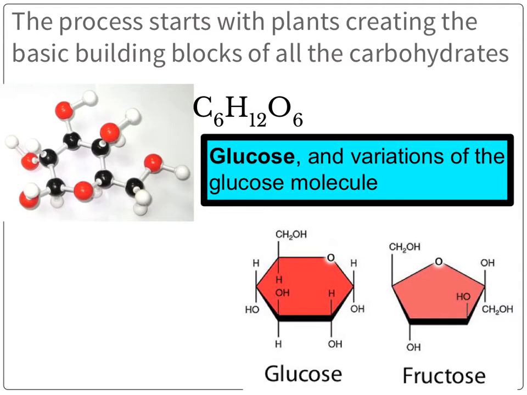Well, whether it is the plant building food for itself or building its body, the process begins the same way. The process starts with a plant creating the basic building block of all carbohydrates, glucose. And sometimes there is a different variation of the glucose molecule that's very similar, as in fructose. These molecules are very, very similar, but glucose is the one that's made most often.